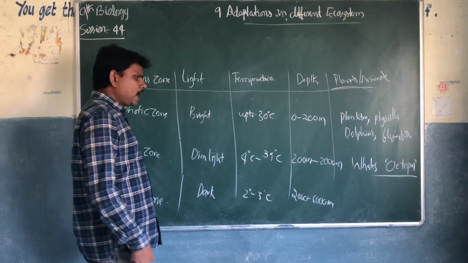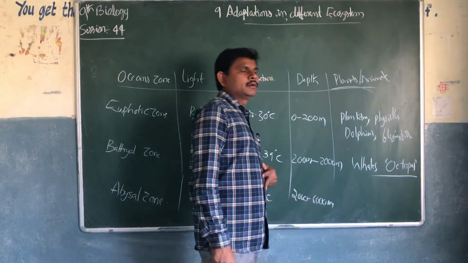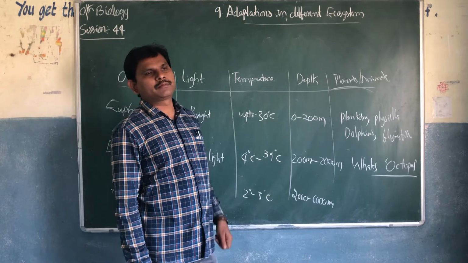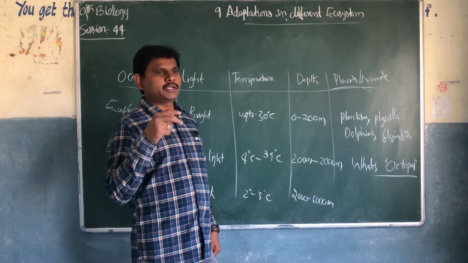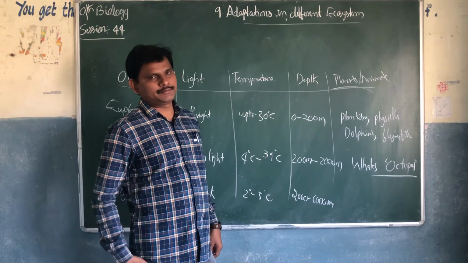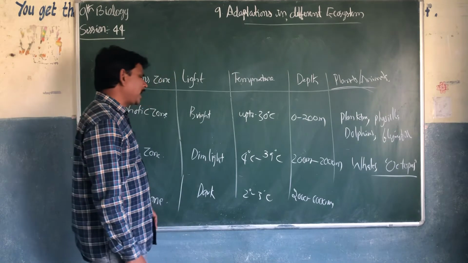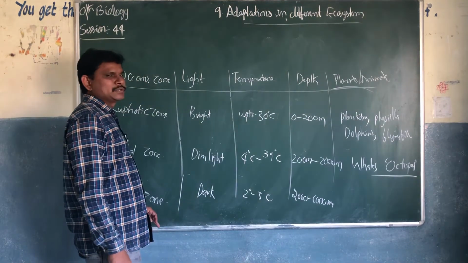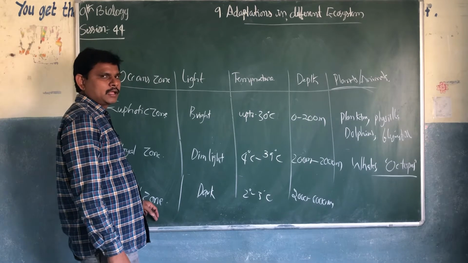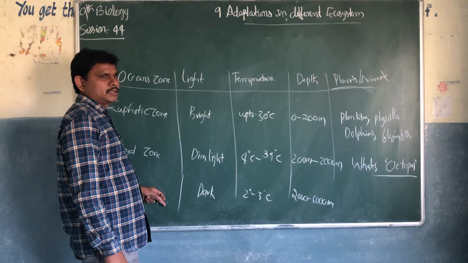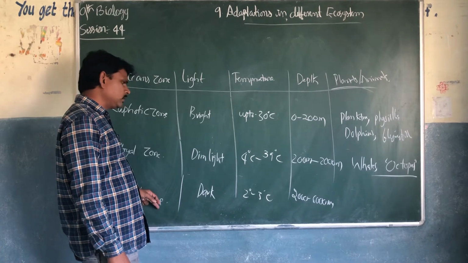Next one is the abyssal zone. Here, very different types of predators are present. Predators are animals which attack other animals. They will kill other animals because there are no plants in the abyssal zone. It's a dark zone, there is no light, and the plants are not there. That's why they do not have any food materials in this zone.